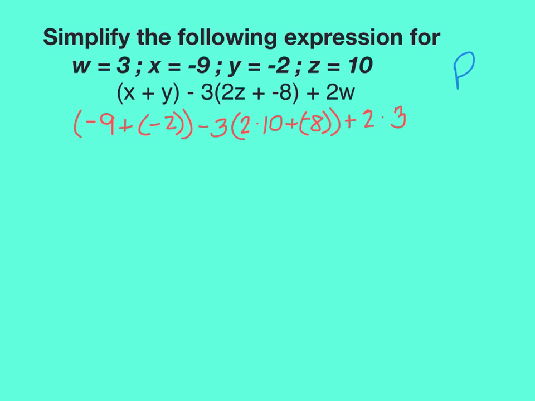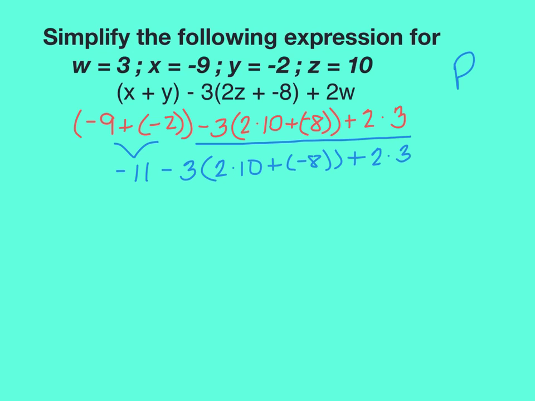Well, the first thing we're going to do is look at anything inside the parentheses. We've got a few things inside parentheses. I'm going to start with the first thing in order from left to right and underline the things that I'm not going to do anything with yet. -9 plus -2. Signs are the same. Find the sum. So 9 plus 2, I know those are the absolute values. That would be 11. The signs are the same, so they continue to be negative. So I've got -11 now, minus 3 times the quantity of 2 times 10, plus -8, plus 2 times 3.